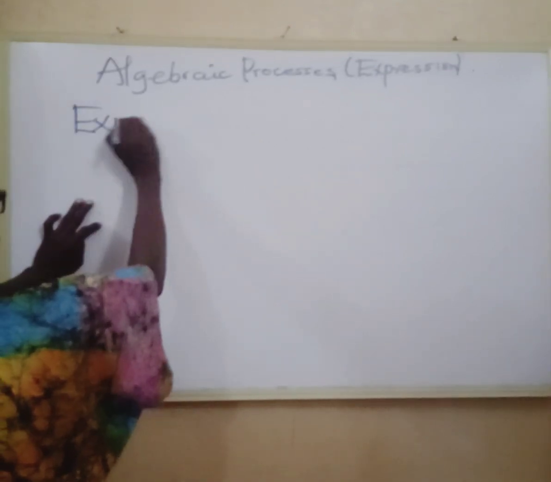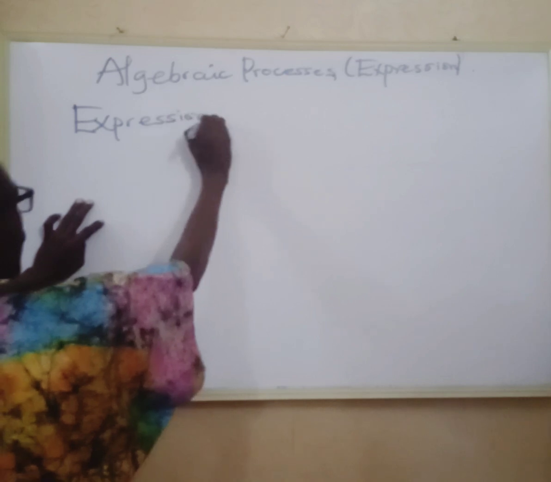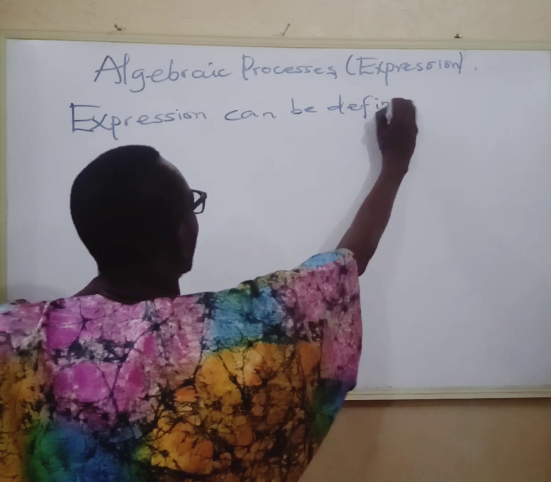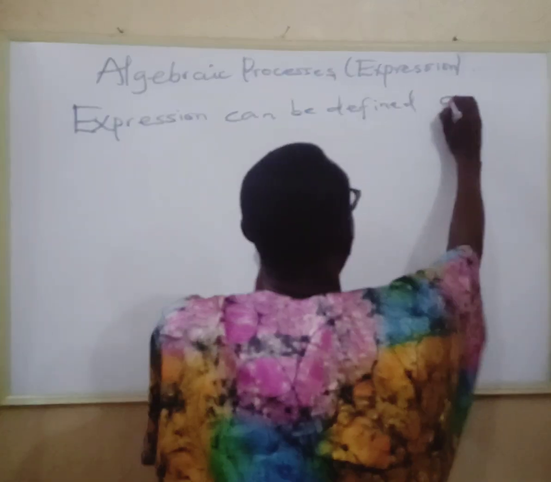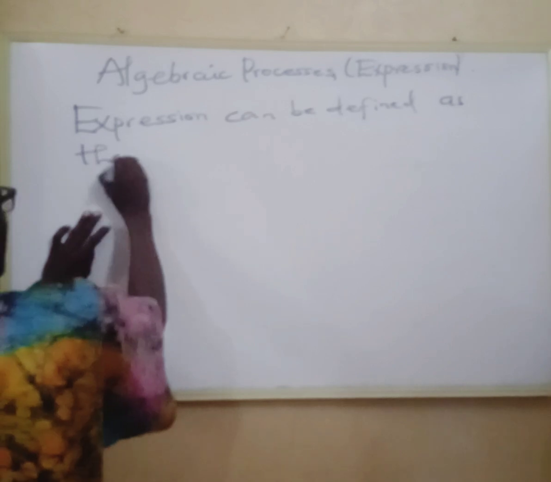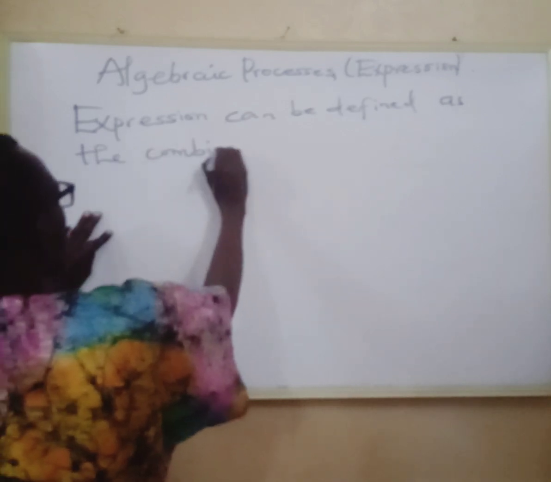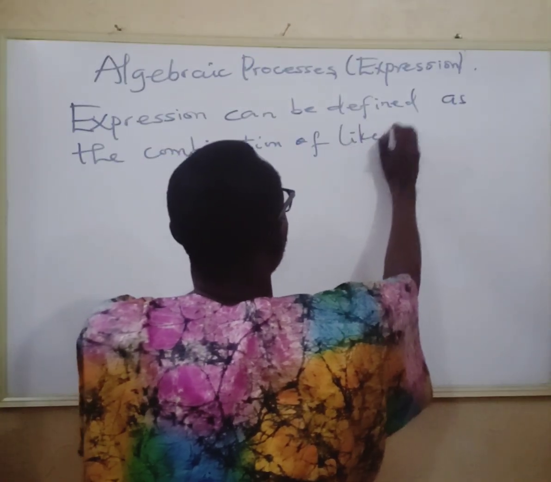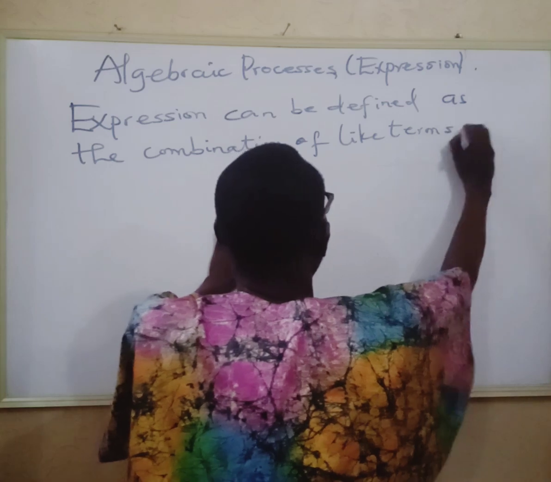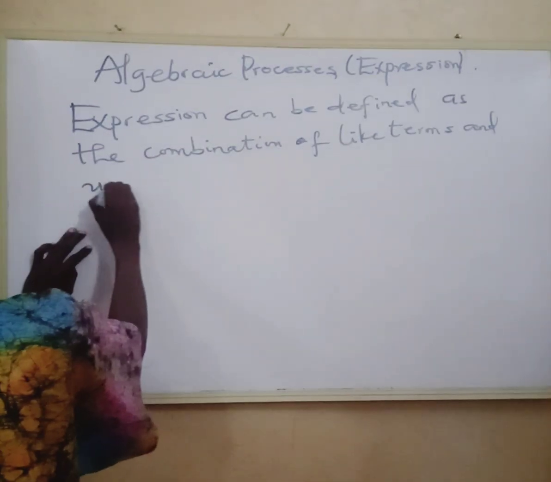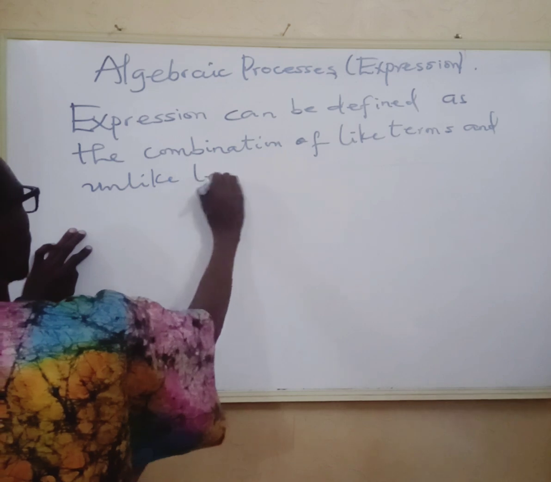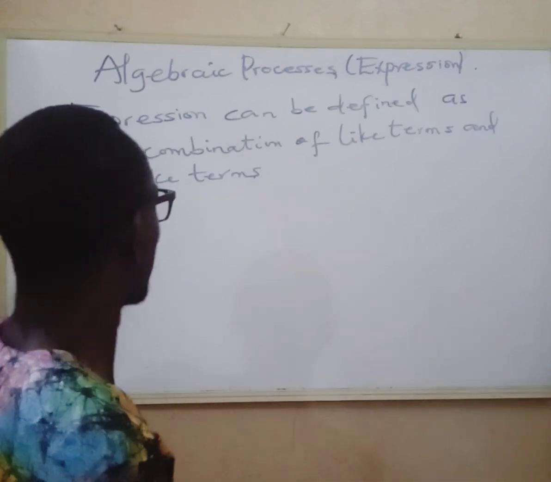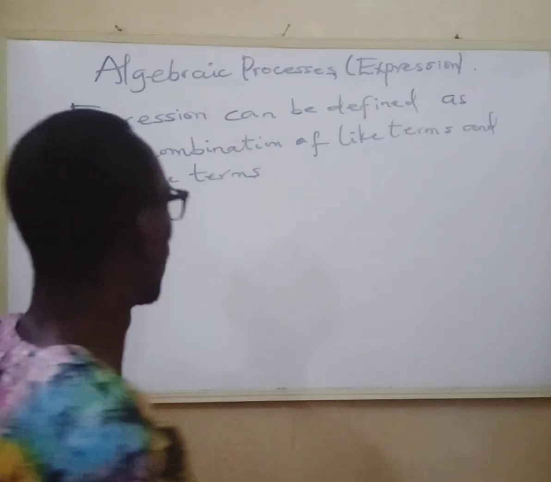Expression can be defined as a combination of like terms and unlike terms. Expression can be defined as the combination of like terms and unlike terms.